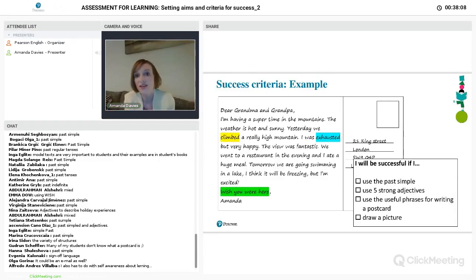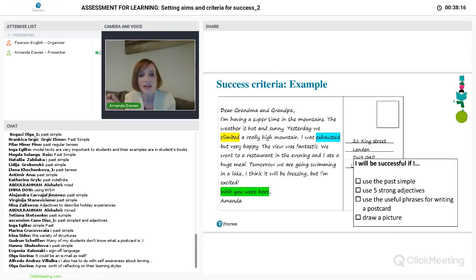Very useful for fast finishers. There's always someone who finishes way too quickly, and usually they haven't done as well as they could do. So it's great for fast finishers. Get them to look at the success criteria and then go back to the postcard to improve it.